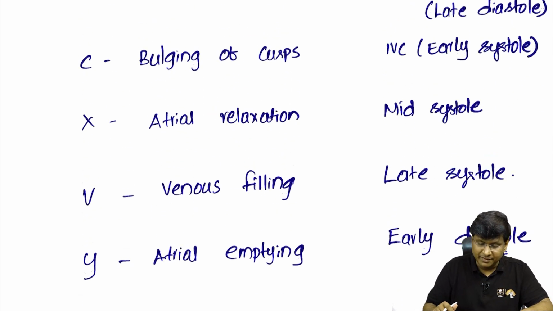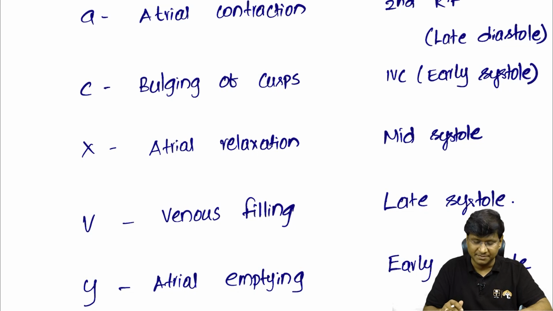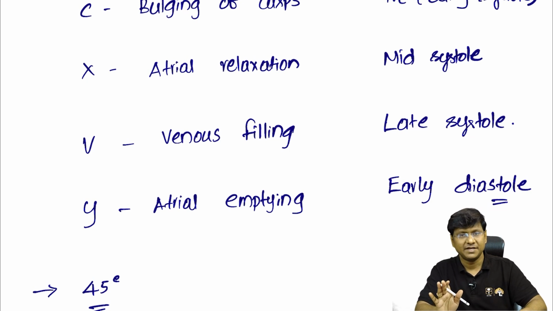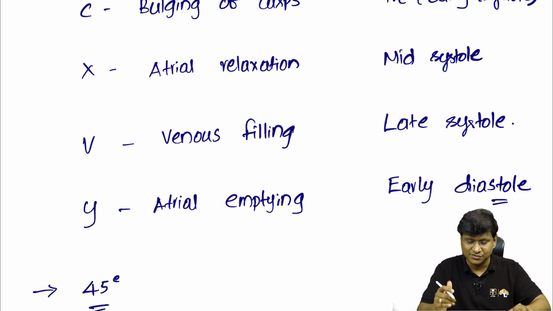Whenever you are measuring the JVP, always remember the position of the patient should be 45 degrees, right? And the JVP is measured with the help of two scales. Okay, we will discuss the abnormalities related to these particular waves of the JVP.